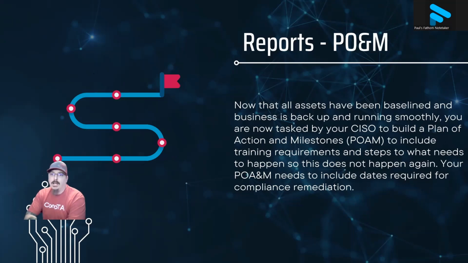Speaking of the POAM, now that all assets have been baselined and brought back up running smoothly, you're now tasked by your CISO to build a POAM to include training requirements and steps for what needs to happen so this doesn't happen again. Your POAM, just like any POAM, needs to include dates required for compliance and remediation. There's many ways to do a plan of action and milestones. Something I've done in the past is providing 3 courses of action. Course of action 1, hey, this is so detrimental, we have to take everything offline and we're going to be out of money for this amount of time.